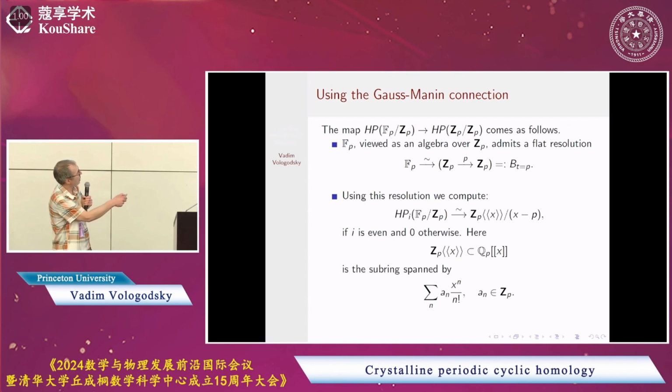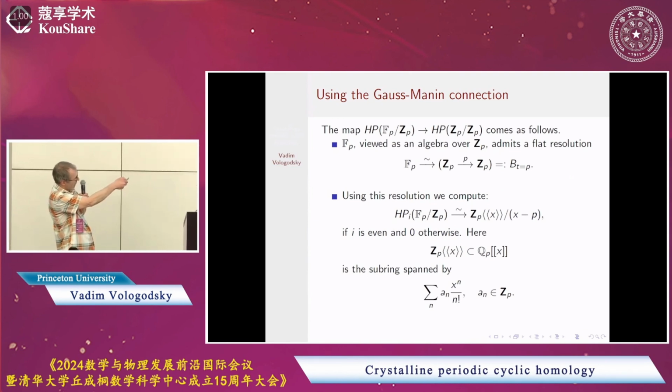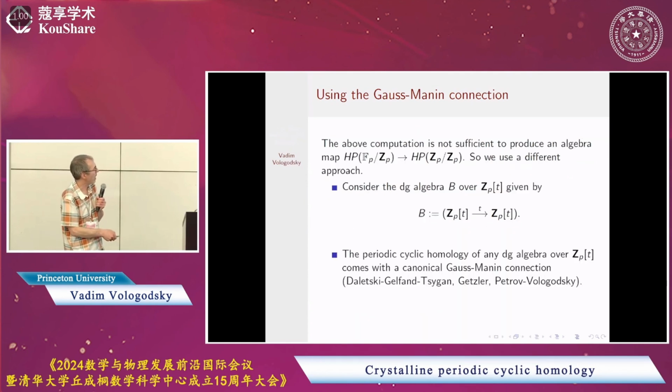Just one example. So here is a computation of HP of Fp over Zp. It can be identified with a divided power series, right, in x^n over n factorial with p-adic integer coefficients, modded out by the single relation that x is equal to p. This at least gives a map from periodic cyclic homology of Fp over Zp to Zp by sending x to p. This is not quite enough. What we need is an algebra morphism, which is a differential graded algebra morphism or infinity algebra morphism. So the actual construction is more complicated. I will skip it.